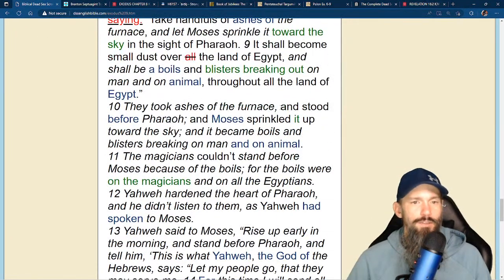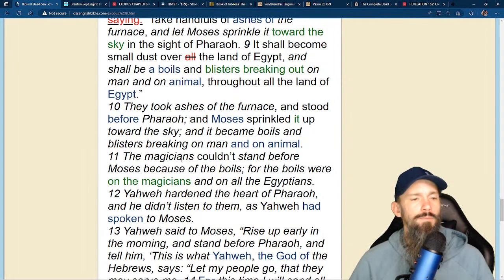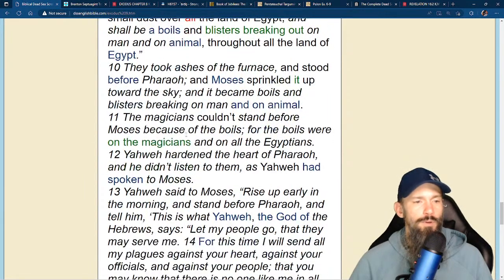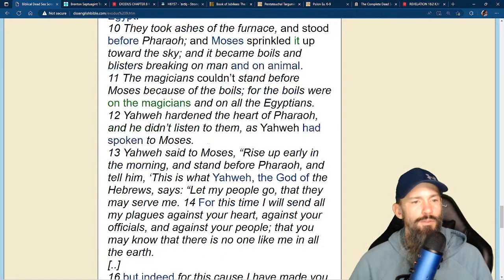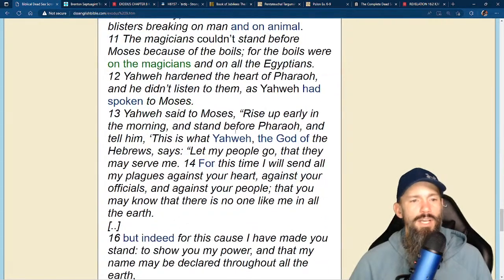They took ashes of the furnace and stood before Pharaoh, and Moses sprinkled it up toward the sky, and it became boils and blisters breaking on man and on animal. The magicians couldn't stand before Moses because of the boils, for the boils were on the magicians and on all the Egyptians. Yahuwah hardened the heart of Pharaoh, and he didn't listen to them. As Yahuwah had spoken to Moses, Yahuwah said to Moses, rise up early in the morning and stand before Pharaoh and tell him, this is what Yahuwah, the Elohim of the Hebrews, says. Let my people go, that they may serve me.